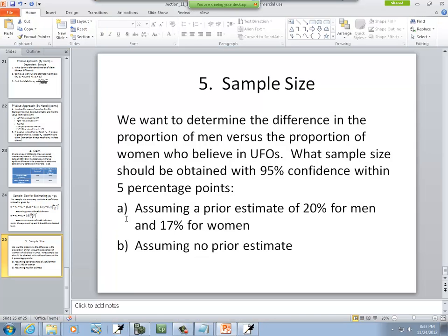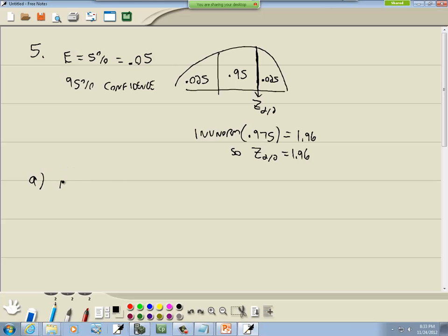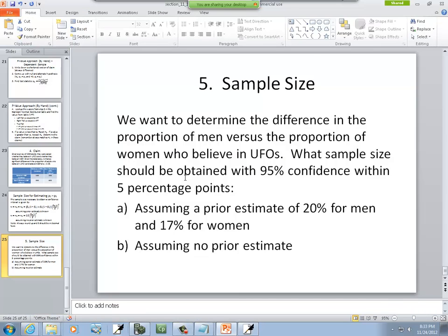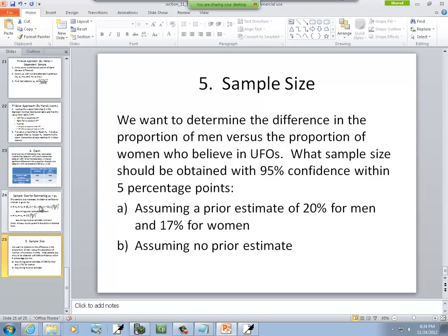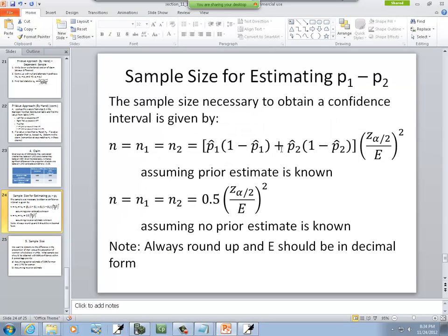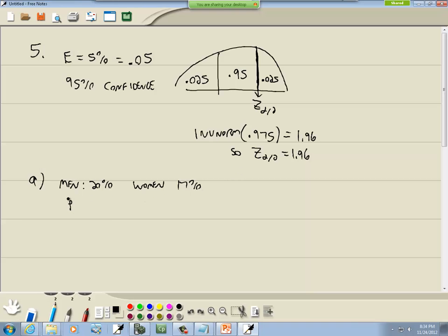Okay, so part A says, assume a prior estimate of 20% for men and 17% for women. So men's 20%, women is 17%. That's our prior estimate. So it doesn't matter which one you say is p hat sub 1. So I'll just say this is p hat sub 1 in decimal form, so 0.20. And this will be p hat sub 2 in decimal form, which would be 0.17.